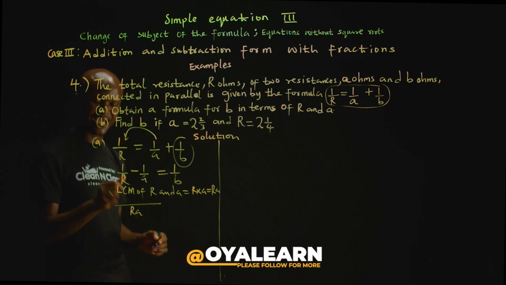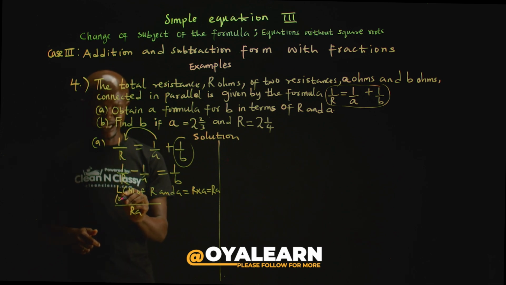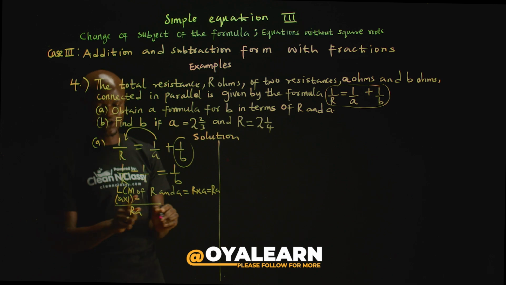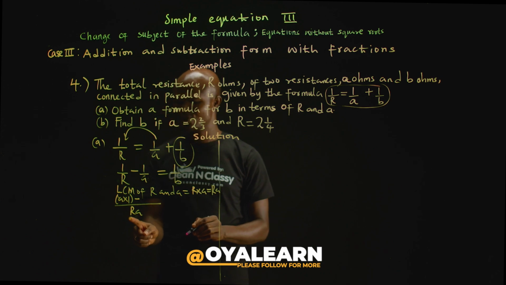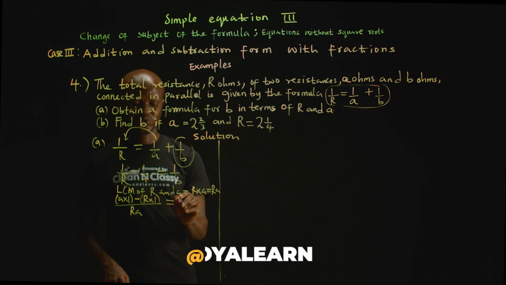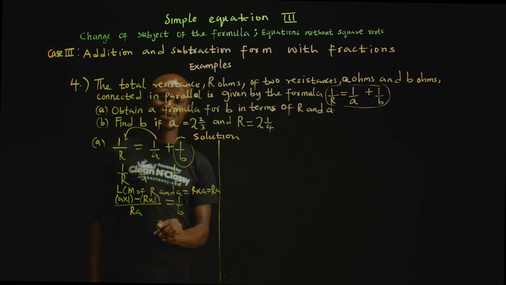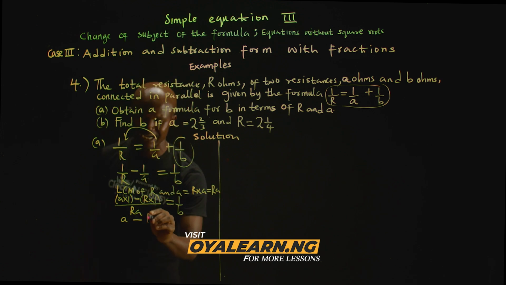Now, this RA divided by R, it will remain A. So now we have A times 1. Then minus this same RA divided by this A. A will cancel it to remain R. Then we have R times 1 here equals 1 over B. Then from here we have A times 1, that is A, minus R times 1. That is R, divided by RA. And this equals 1 over B.